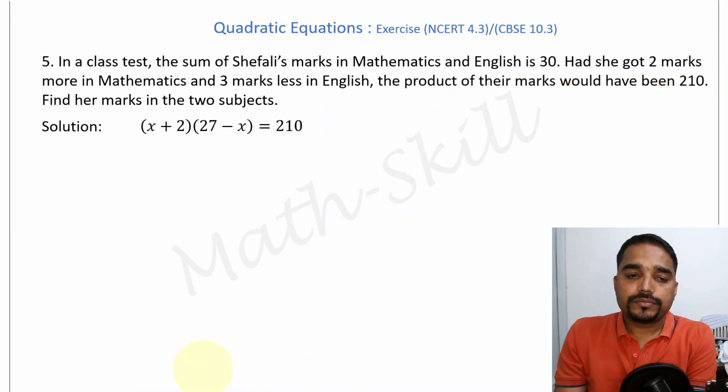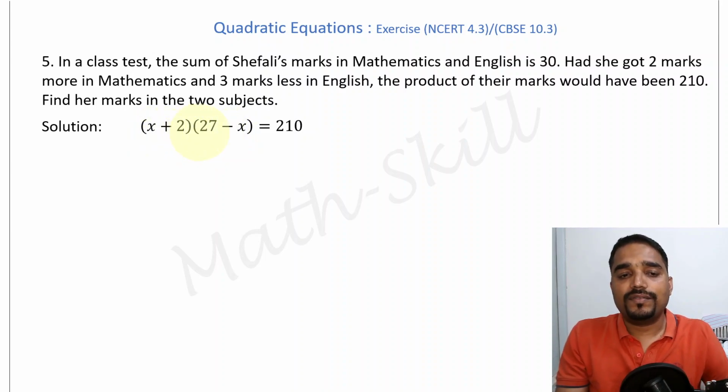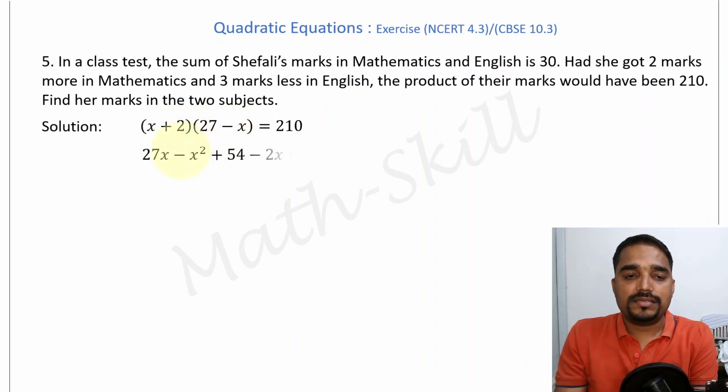Now, to simplify, let's multiply x with both the terms and also multiply 2 with both the terms to open the bracket, that is the distributive rule. So x multiplied by 27 is 27x. Also, x into minus x is minus x square, plus 2 into 27 is 54, and plus 2 into minus x is minus 2x, equals 210 as it is. Let us now transpose this 210 to the LHS. It would become minus 210.